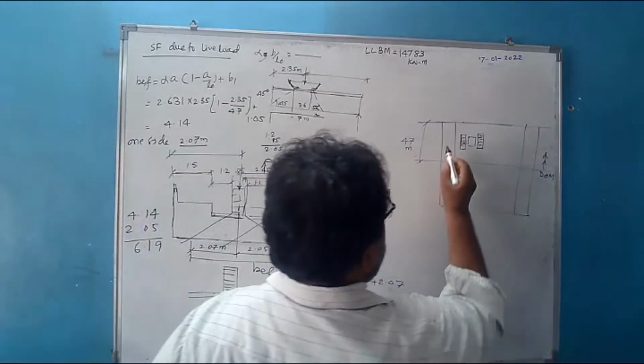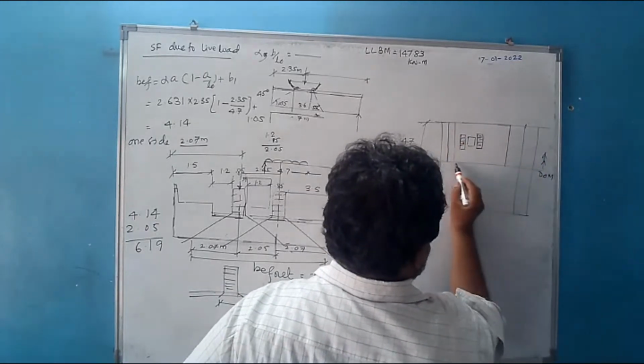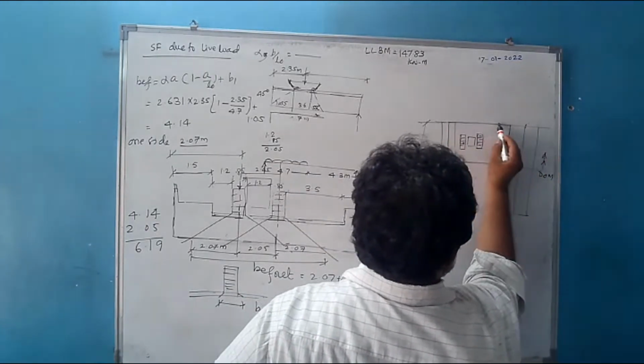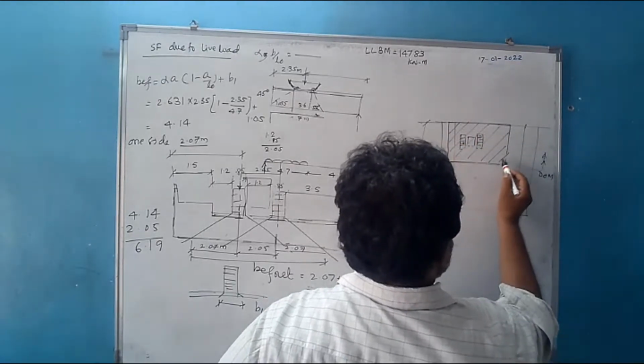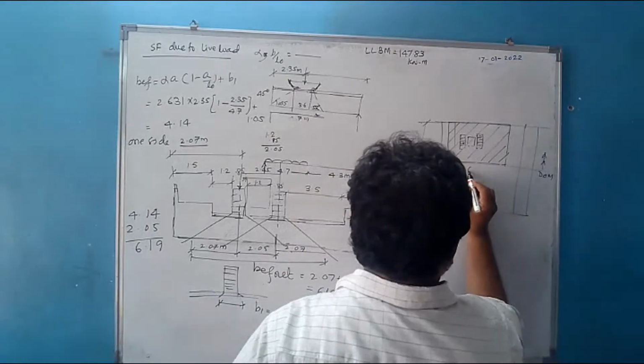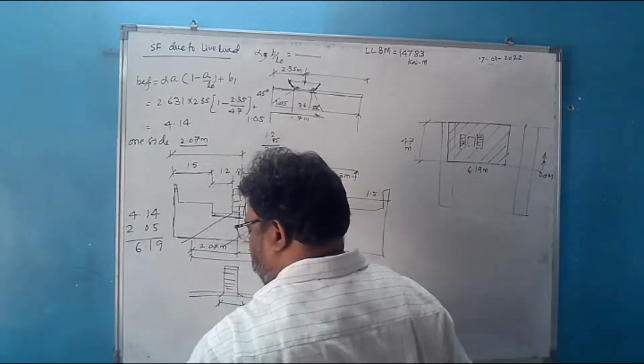Here it is slightly in the footpath, but on this side it is not in the footpath. This is the width. This is the patch on which the effect of the load will be. So it is 6.19 meters. That's all.